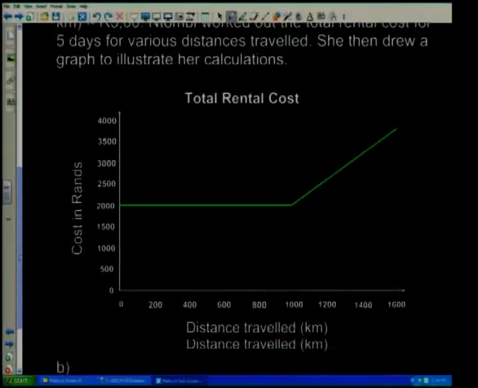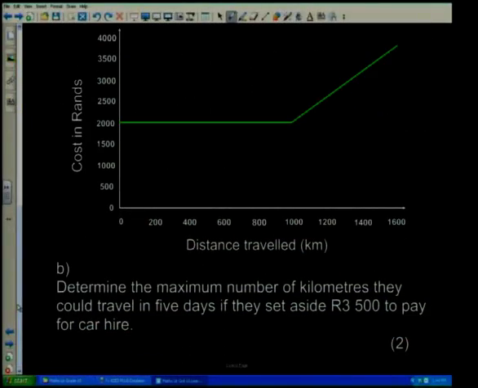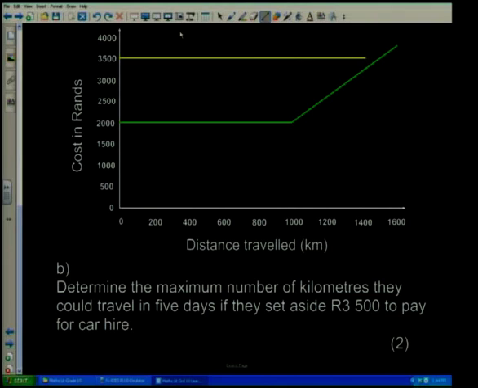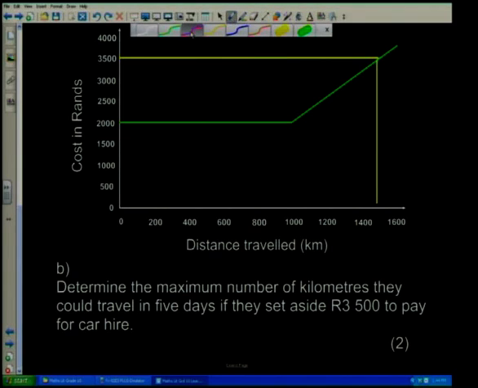And let's see what the next part of the question is. Right, we've still got our example. Determine the maximum number of kilometers they could travel in 5 days if they set aside 3,500 Rand to pay for the car hire. So we're doing this one in reverse. We now know how much she has to spend. They've got 3,500 to spend. We're going to draw a line to our graph, and then from our graph, we're going to draw a line down, and we're going to read off that value. So that value there is a little bit more than 1,400.